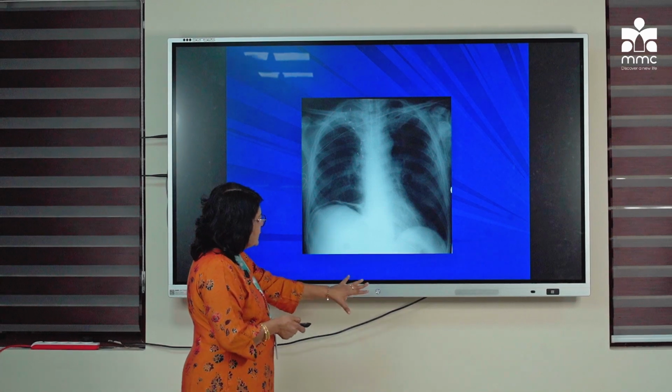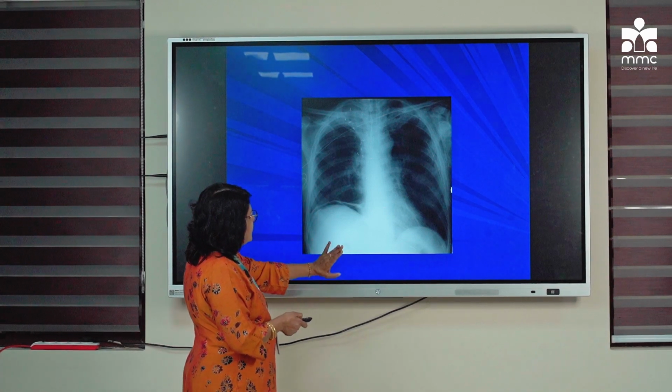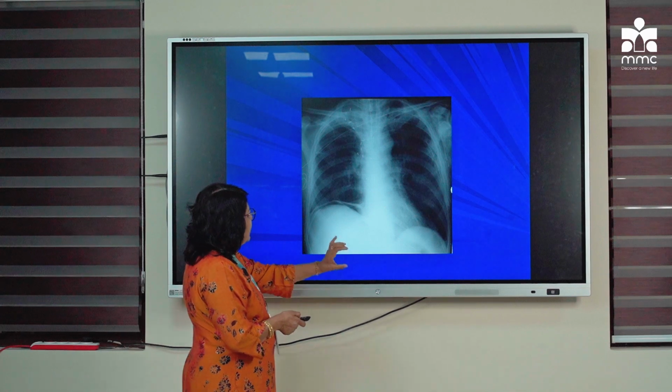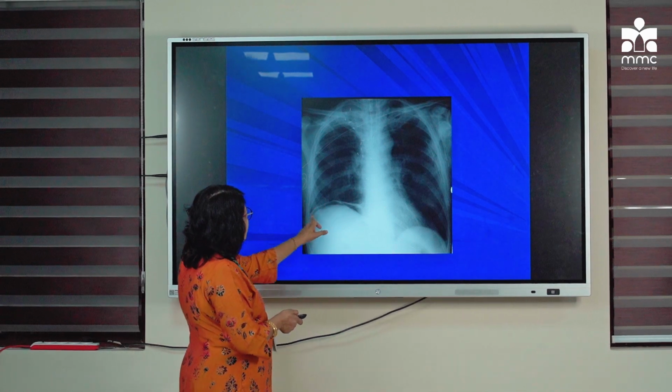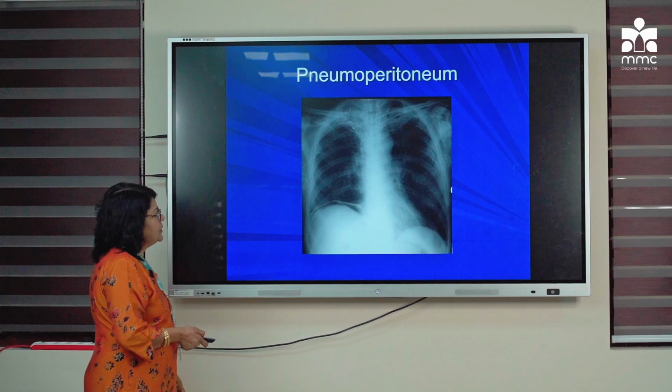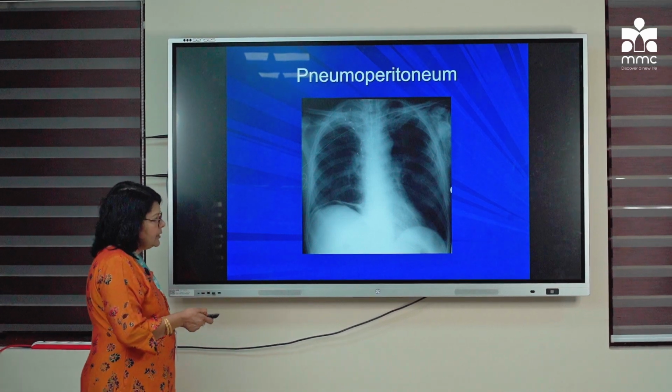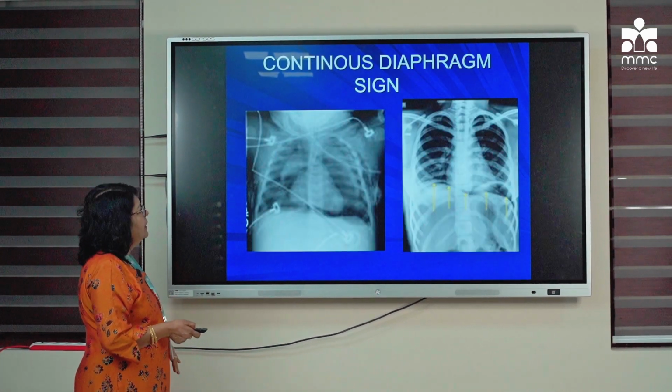There was some pathology. Patient had hepatomegaly causing elevation of the dome of the diaphragm, and there was a perforation of the duodenum. That's why you can see air under the diaphragm, which is called pneumoperitoneum. So you have to see the pathology above and below the diaphragm.